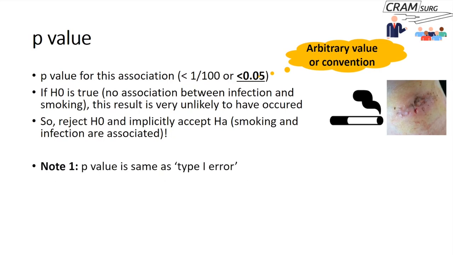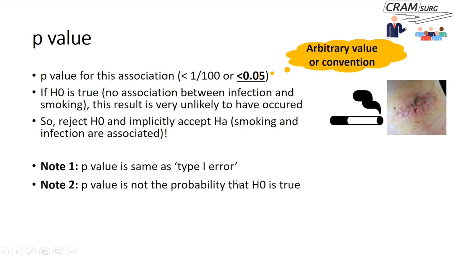So some of you might have listened to the talk on type 1 and type 2 errors. And the point to note here is that the p-value is essentially the same conceptually as a type 1 error, which is the probability of falsely rejecting the null hypothesis. Okay, and keep in mind that the p-value is simply not the probability that the null hypothesis is true.